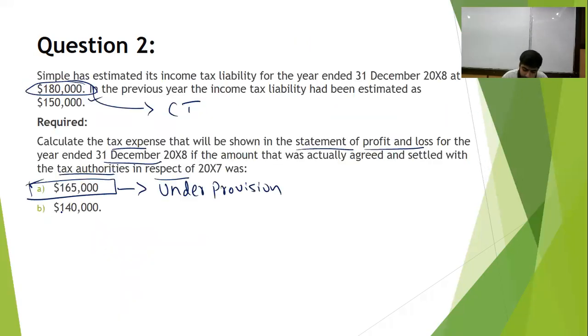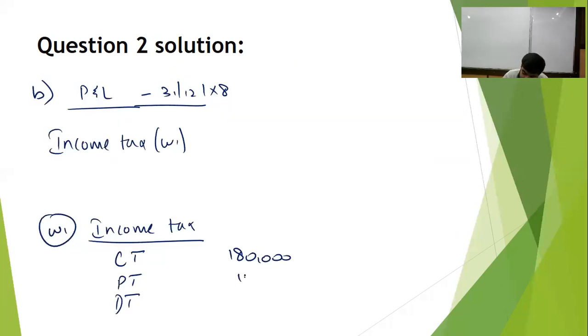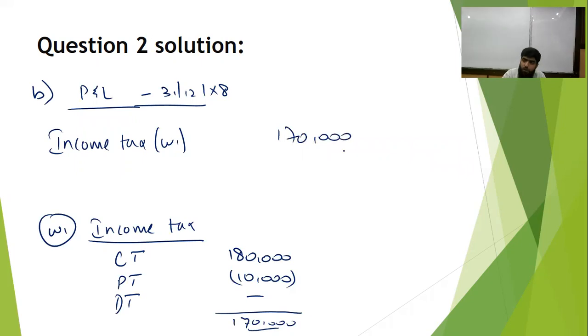And prior tax, what about the prior tax? 1,50,000 was calculated and estimated in the previous year, but actually the tax was $1,40,000. It means that's an over provision. If this is an over provision by 10,000, it means for this year we need to reduce the tax expense, and there is no deferred tax for the timing. So that means 1,70,000 would be the answer, and income tax to be reported in P&L will be $1,70,000.